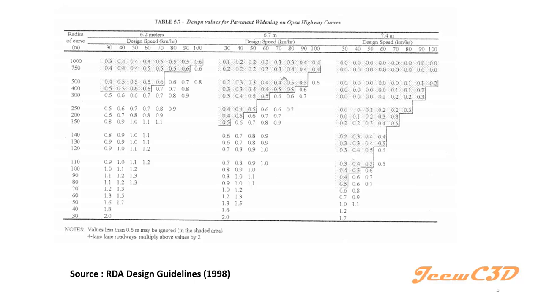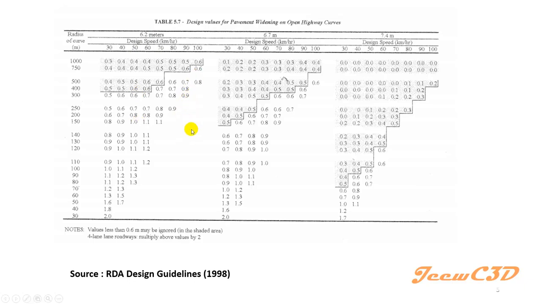So in this table you have the amount of widening according to the radius of the curve and according to the width of the lane, the total lane width. I mean, this 6.2 meter means 3.1 in one direction and 3.1 in the other direction, likewise. So depending on that data, these widening values are defined.